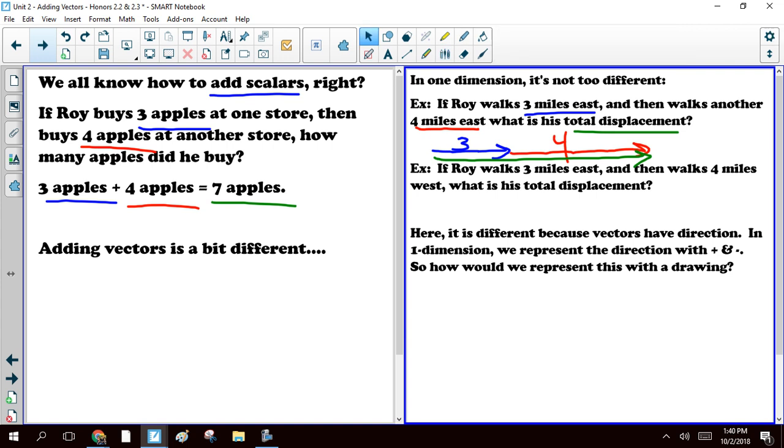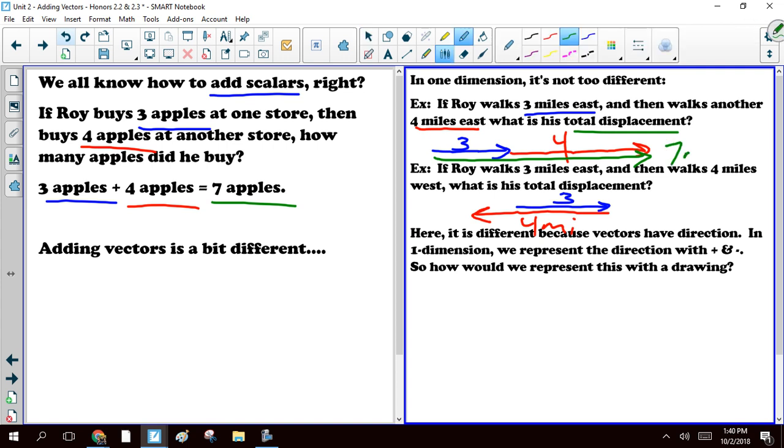What if he goes in a different direction? What if he goes 1, 2, 3 miles east, and then turns around and goes 4 miles west? 1, 2, 3, 4 miles west, right? Oh, shoot, I wanted that to be red. Because you care. All right, here we go. So we're going to go 1, 2, 3, 4 miles west. And so then the resultant displacement, instead of being 7 like it was in the first example, is 1 mile. And in fact, it's -1, because this 4 miles was also negative, right?